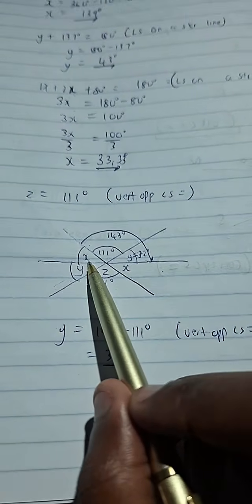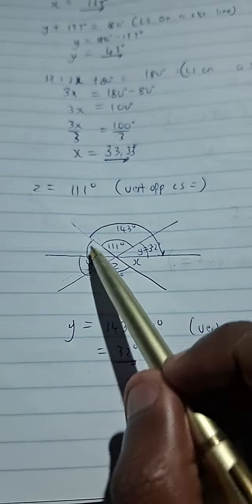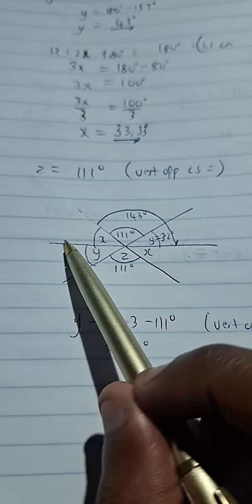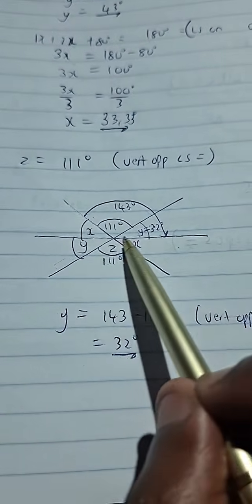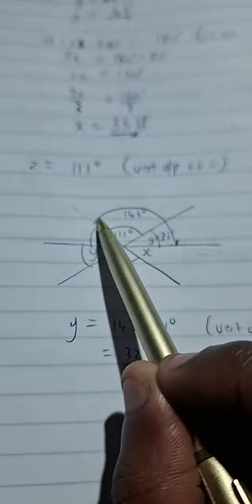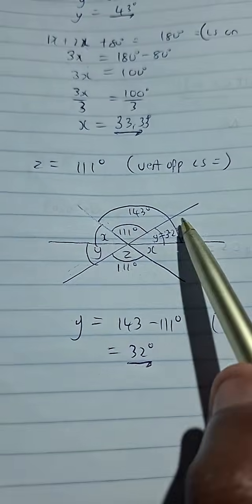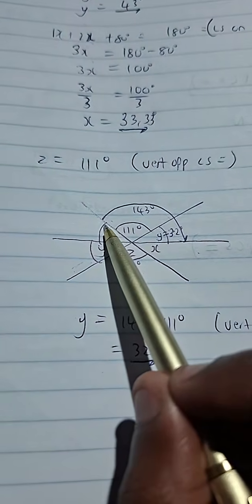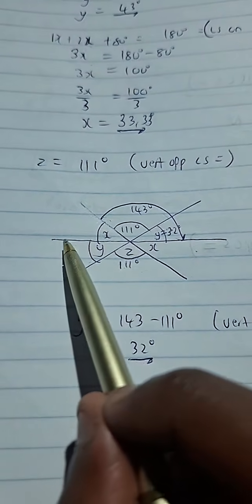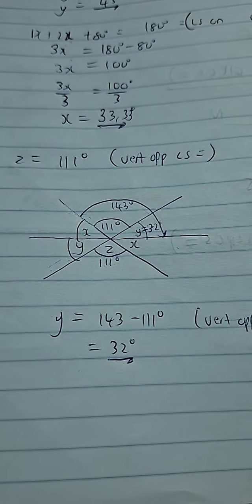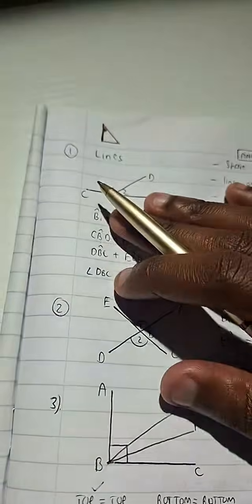Then X. Guys, 143, the entire angle, and X are actually angles that lie on a straight line. This entire 143 plus this X are angles that lie on a straight line. That's why it's important for you to first understand the relationships of the angles in isolation.